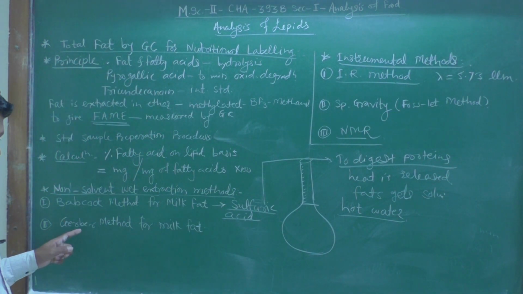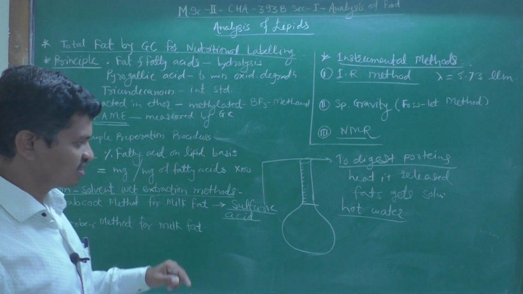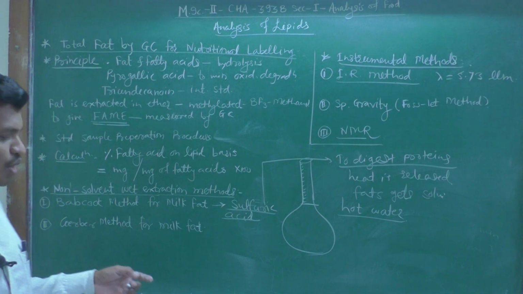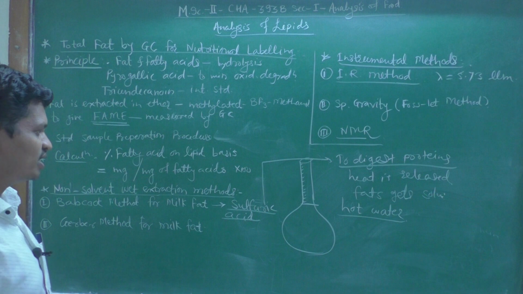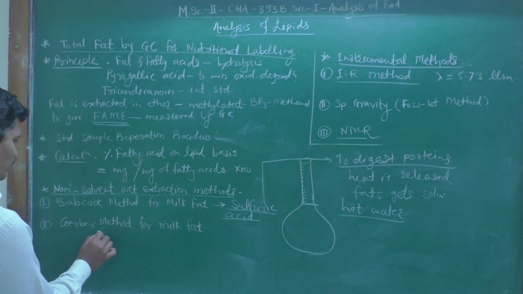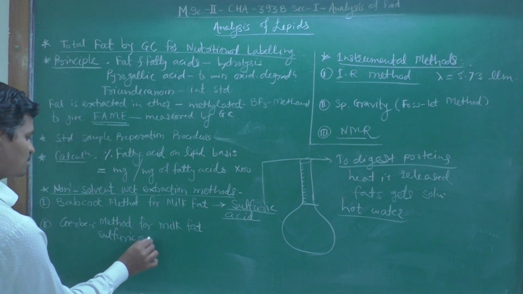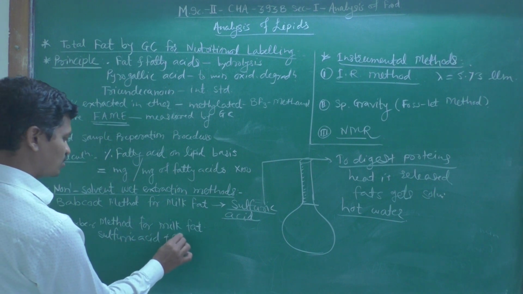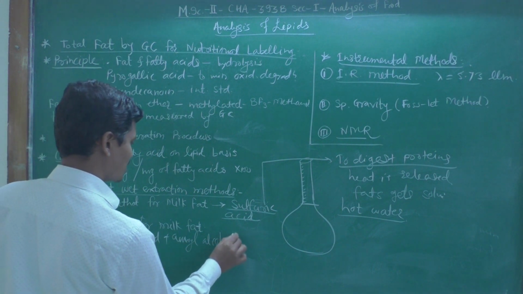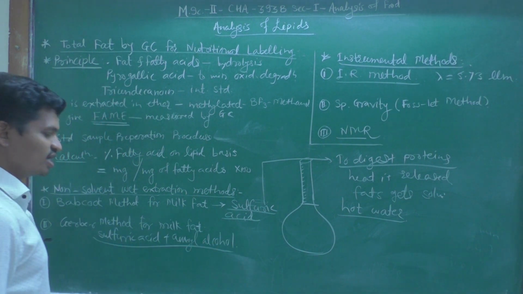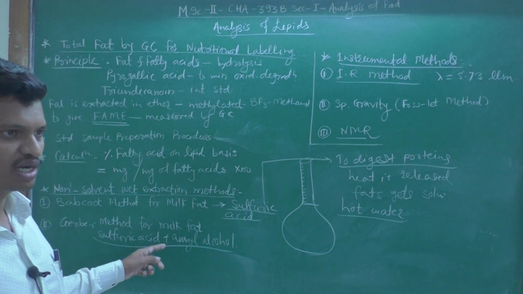Then the next one is the Gerber method for milk fat. This method is similar to the Babcock method. The only difference is that along with sulfuric acid, in this case we are using sulfuric acid plus amyl alcohol. So this is the only change between these two methods. Amyl alcohol is used in the Gerber method.